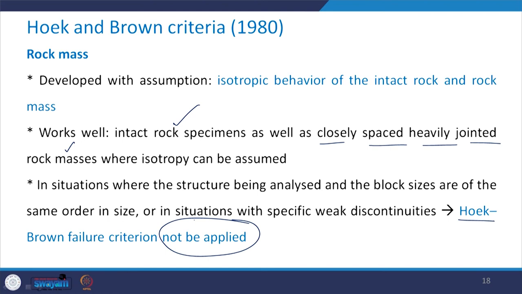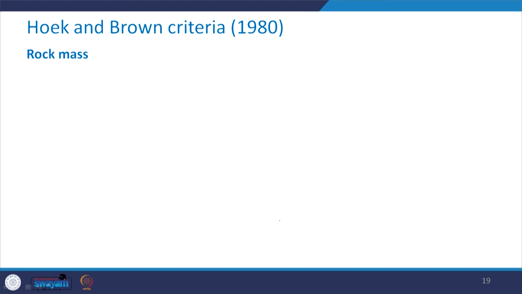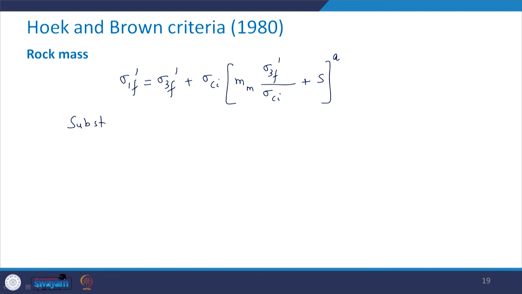but in these cases, it is not applied. Therefore, for the rock mass, the criterion is sigma 1 f prime is equal to sigma 3 f prime plus sigma ci times (mm sigma 3 f prime divided by sigma ci plus s) to the power a. Now you just substitute sigma 3 prime equal to 0. So, what we are going to get is sigma 1 f prime will be sigma cm, which is UCS of the rock mass. So, just substitute it here and see what you get.